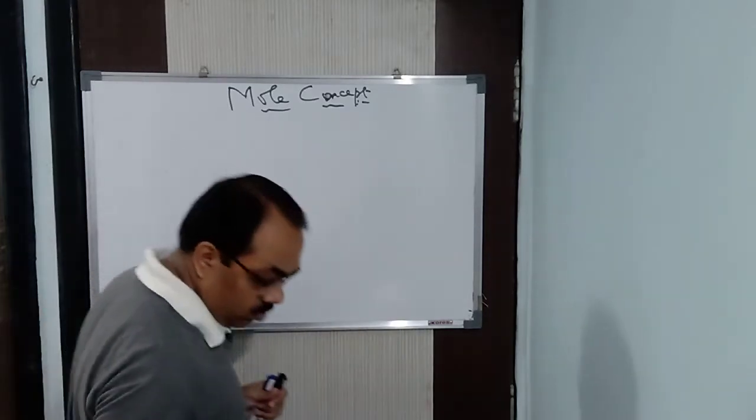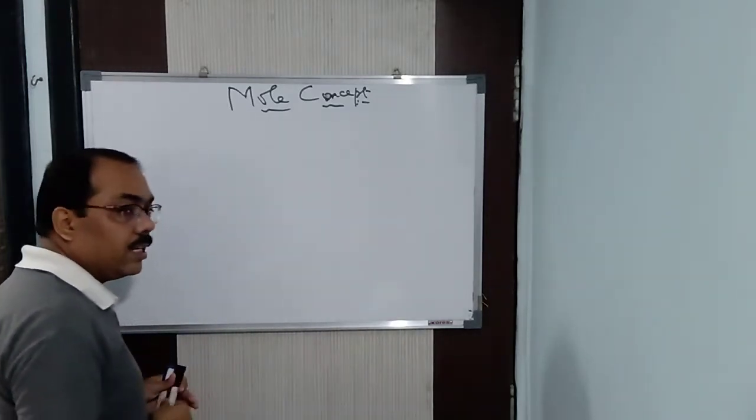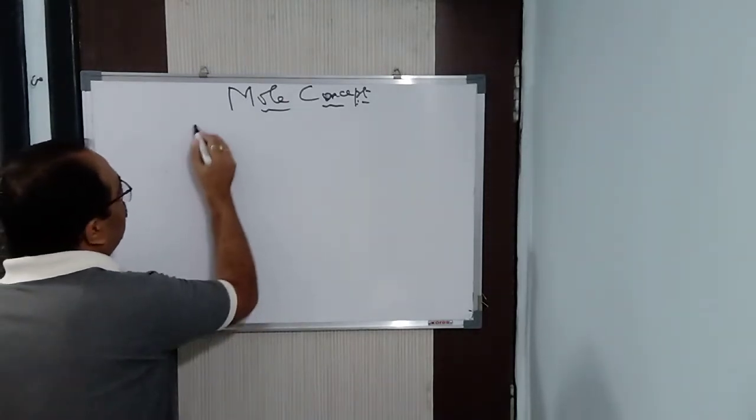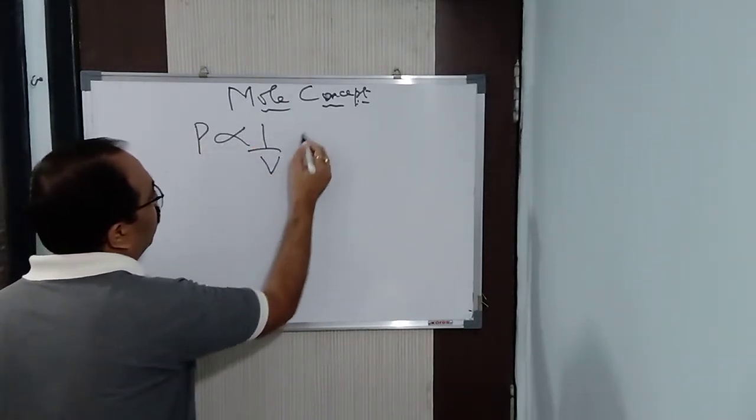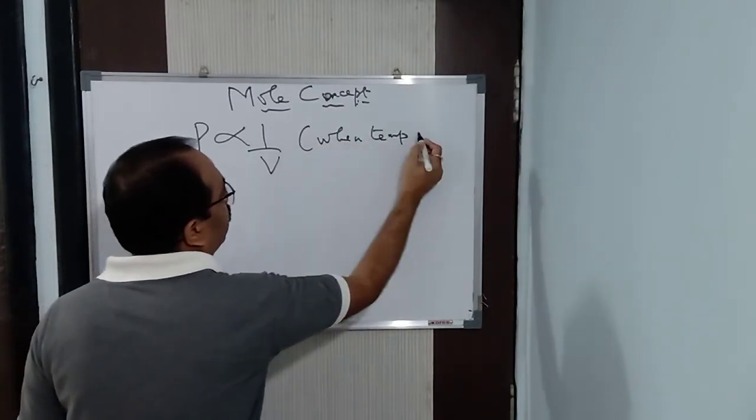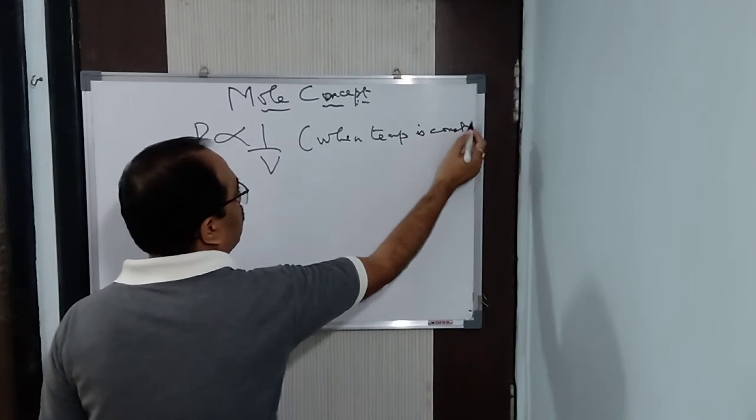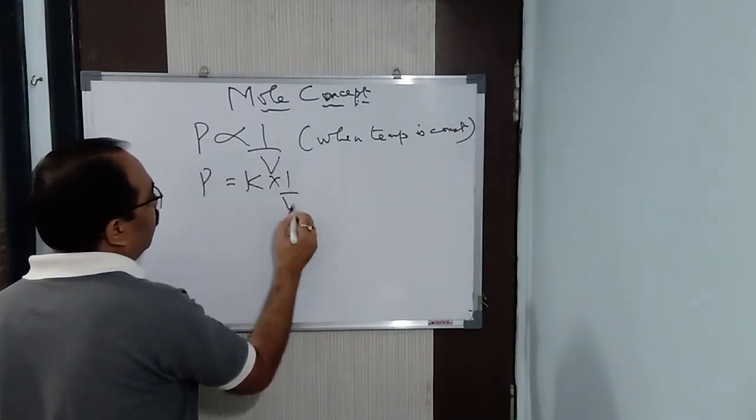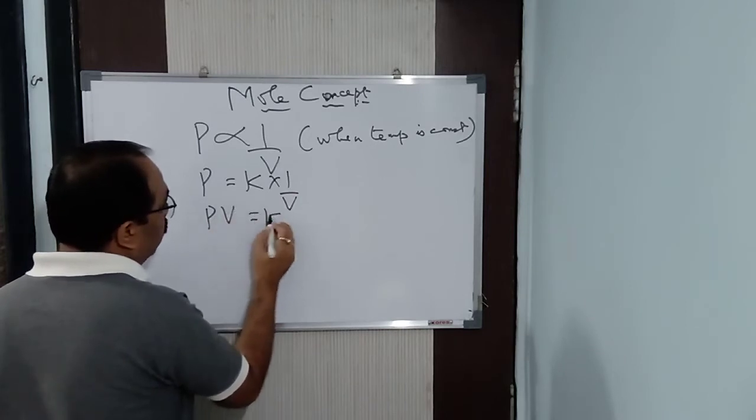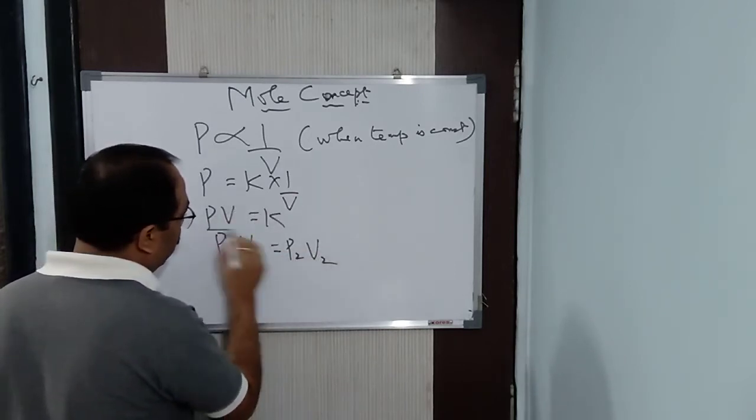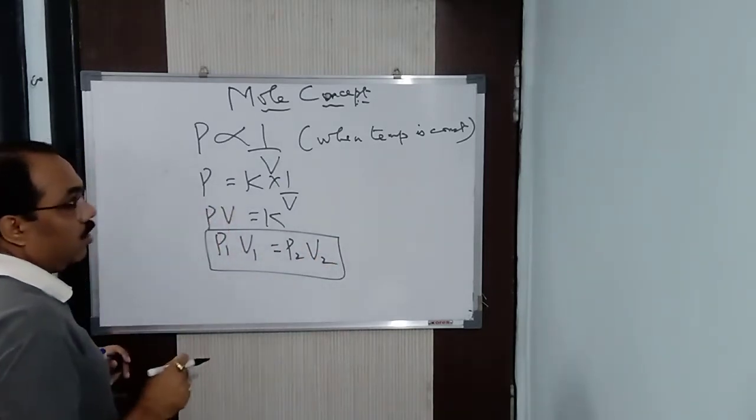Let me just tell you Boyle's law, Charles' law and the combined gas equation. Boyle's law says that pressure is inversely proportional to volume when temperature remains constant. We have studied this. So P is equal to K into 1 by V, so PV is equal to constant, so P1 V1 is equal to P2 V2. This is your Boyle's law which you studied.